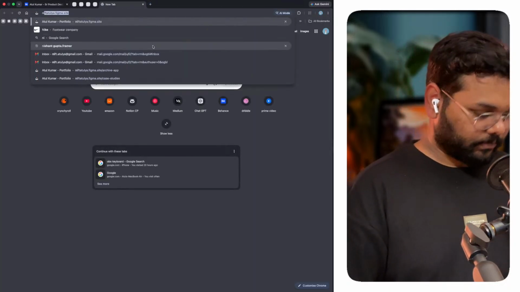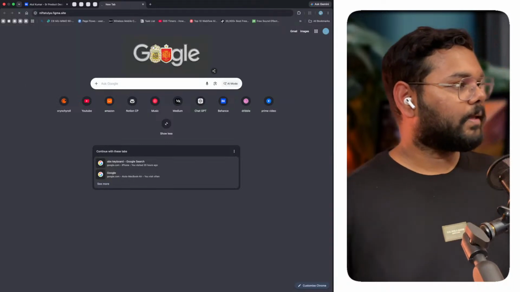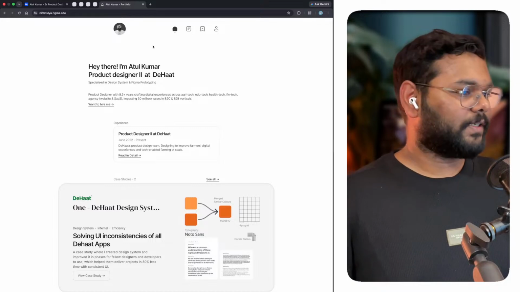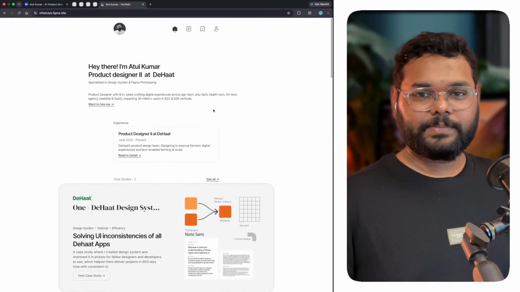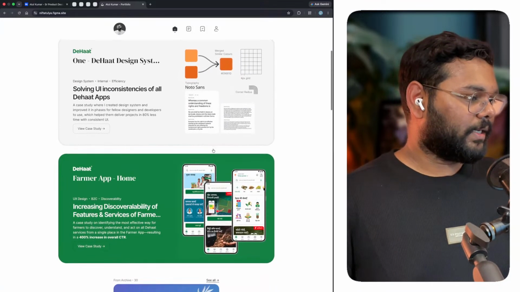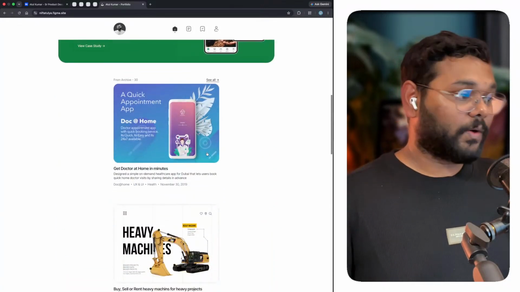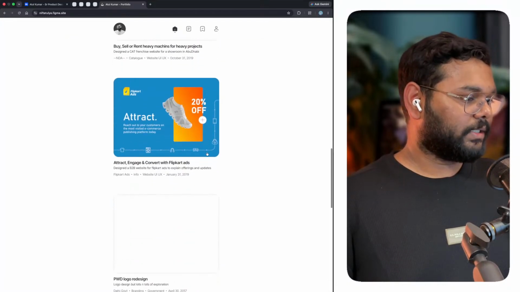Recently, I think in December 2025, I created this one. It is pretty simple. I put some of my case studies over here and all the past work, right?